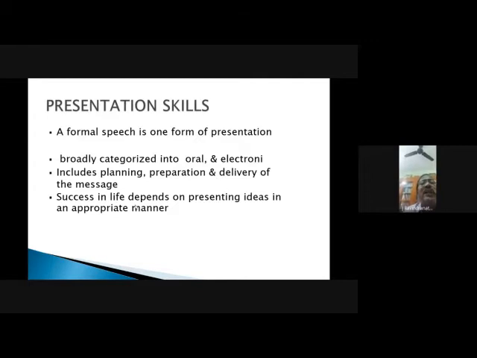Planning goes more than half the way. You have to plan, you have to prepare, and rehearse if necessary. Don't think rehearsal is something you can avoid and present straight away. Suppose there is a significant meeting, you have to plan early, prepare thoroughly and do rehearsal before you go onto the stage. And success in life depends on presenting ideas in an appropriate manner.